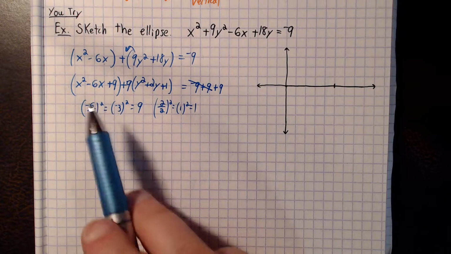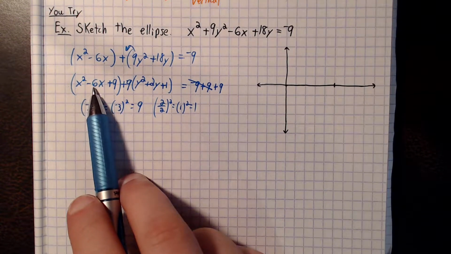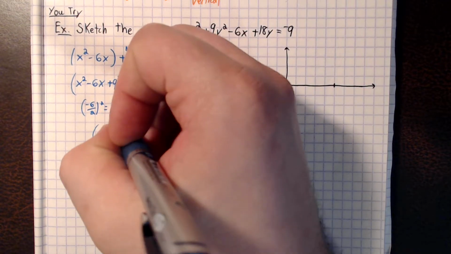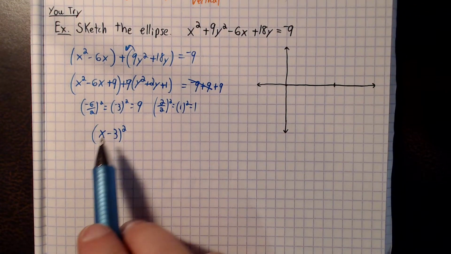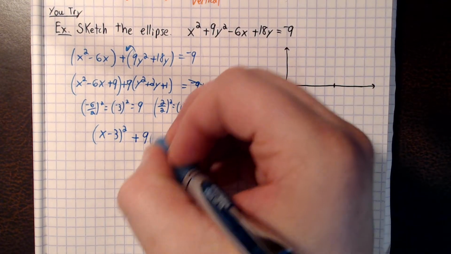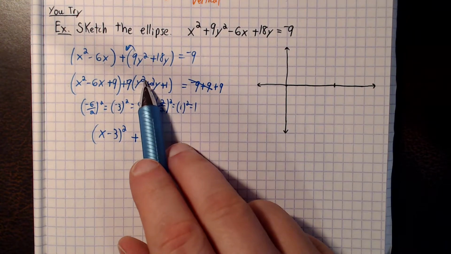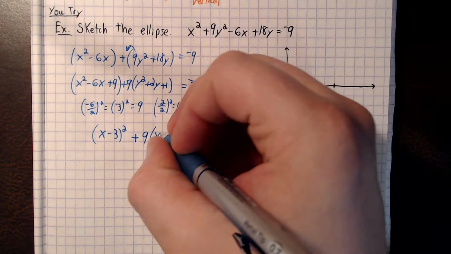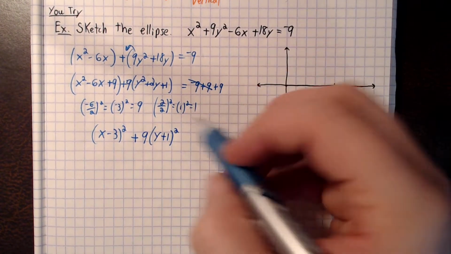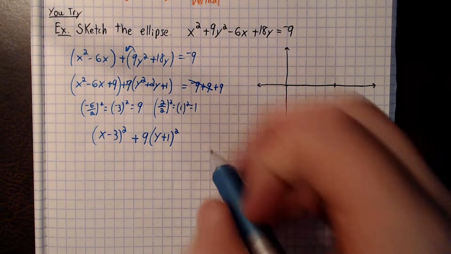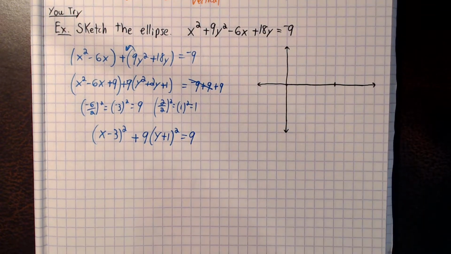So here's what we've got. X squared minus 6x plus 9. We can reduce that to x minus 3 squared. That was the completing the square trick for x. Plus 9 times y squared plus 2y plus 1. We can change that to y plus 1 squared. That was the completing the square trick for y. On this side, we have equals 9.